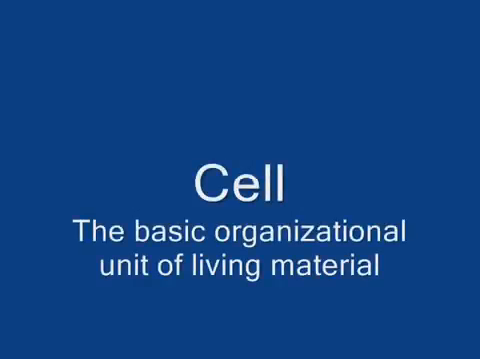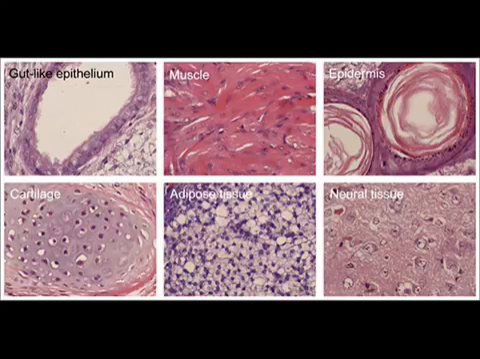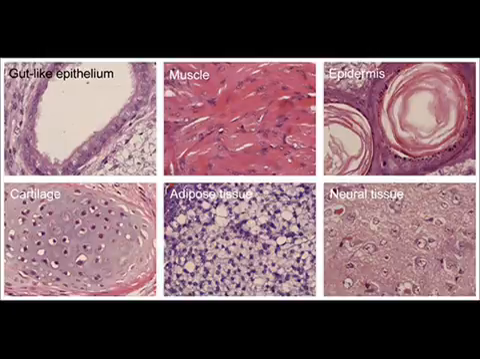Cell, the basic organizational unit of living material. Many cell illustrations are based on an average cell and show the organelles, plasma membrane, and nucleus. In the human body, there are many different types of cells. Some examples would be the cells found in the skin, muscle fibers, fat cells, and brain cells.